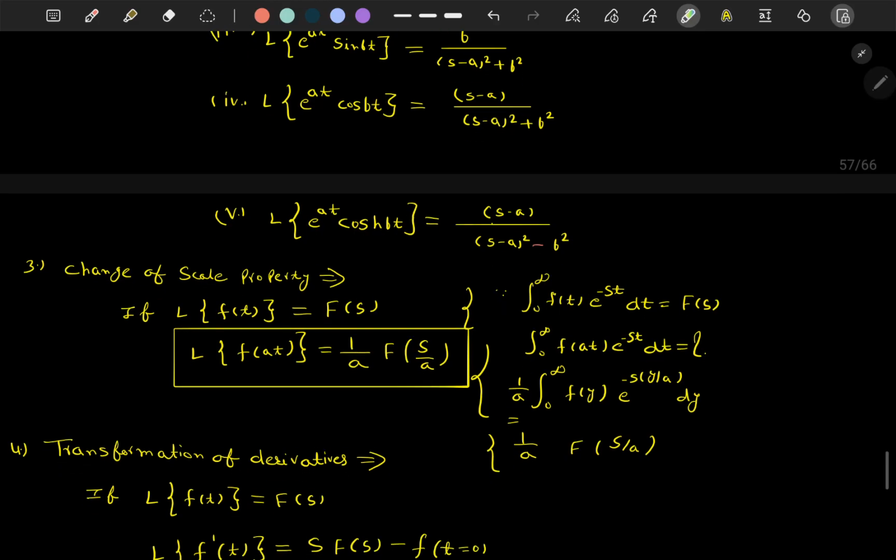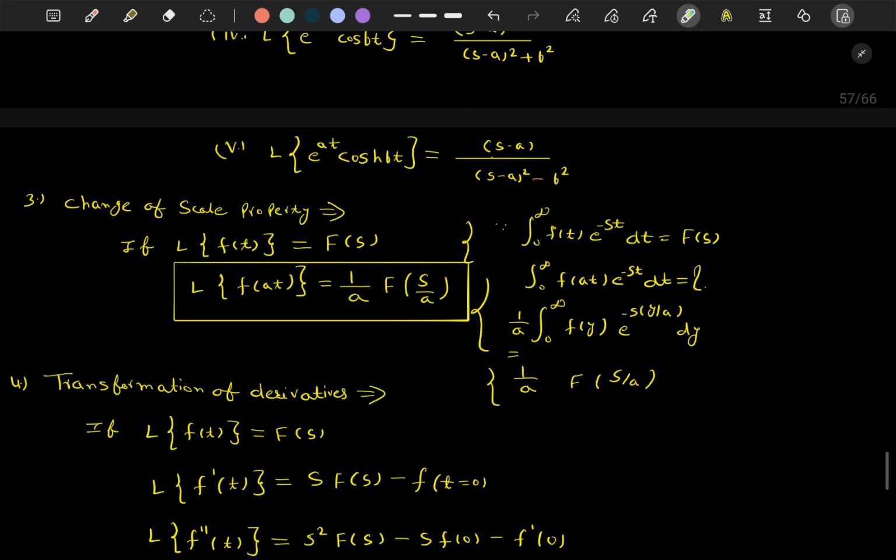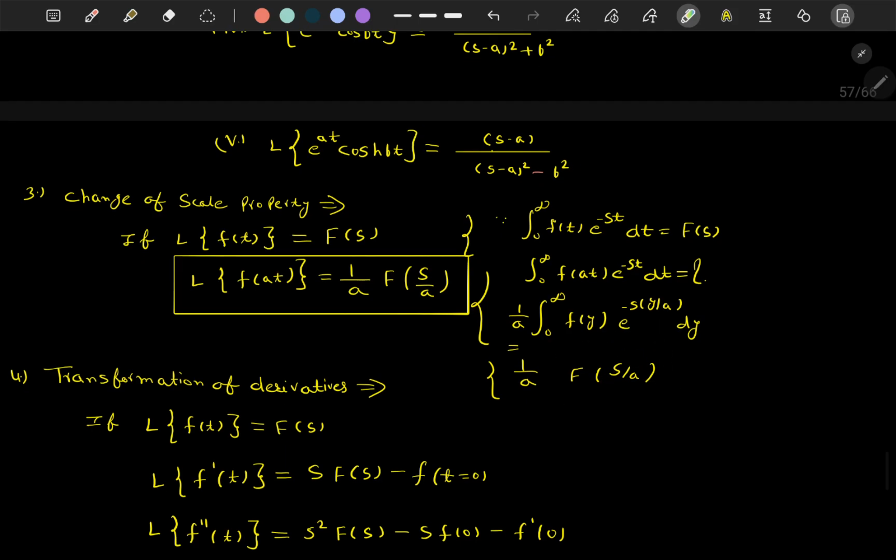Now change of scale property. If there is a function and the function is itself multiplied by a, then the Laplace transformation will be divided by a, and a will be outside in the denominator. This is our function and it is multiplied with a function of at. So what will we change? If the function at equals y, we are left with this. So what is our function? Laplace transformation is 1 by a F of s by a.